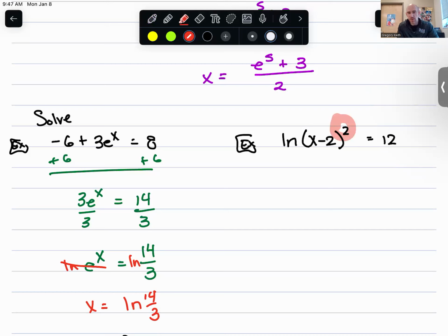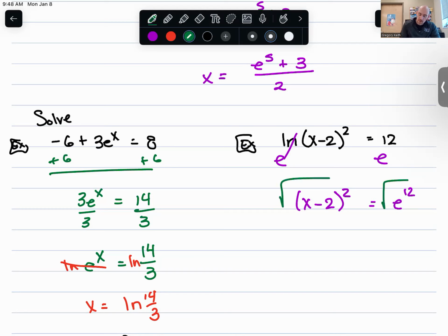We can actually bring that power to the front and then divide by 2. This does work, but there are things you have to watch out for with this. Because that squared is already up there in the equation, watch what happens when I e it. When I just e it, it cancels out my natural log, and it leaves us with x minus 2 squared equals e to the 12th. Well, then from there, I would go ahead and get rid of that square by square rooting it. Well, when I square root it, you got to remember that that's going to give us plus or minus, and then the square root of e to the 12th is actually e to the 6th.